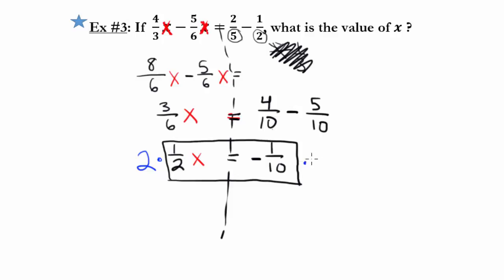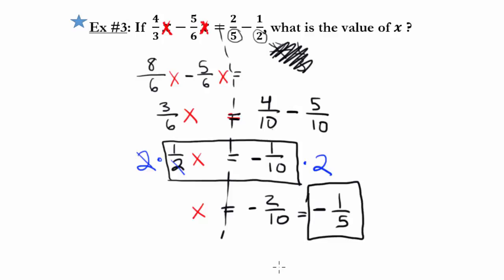So let's multiply each side by 2. What's nice here is the 2's cancel, right? 1/2 times 2 is just 1, and so I'm left with x equals negative 1/10 times 2 is negative 2/10, otherwise known as negative 1/5. So that is my final answer.